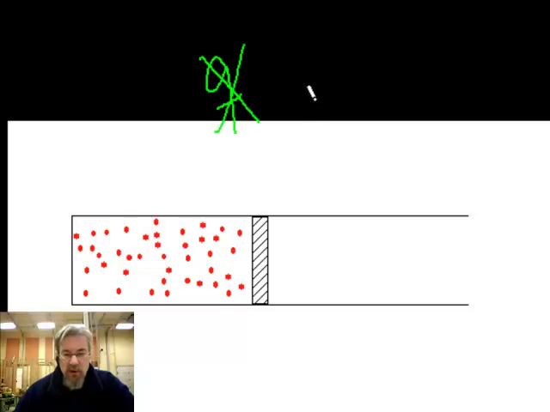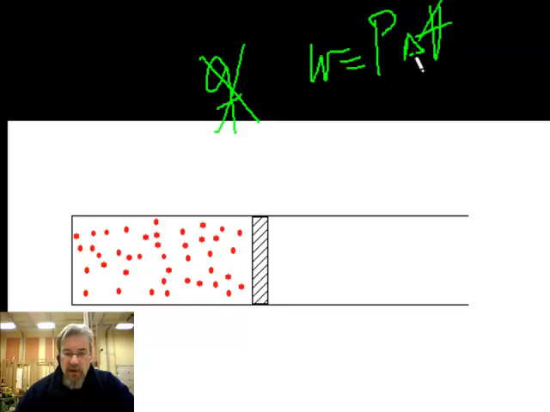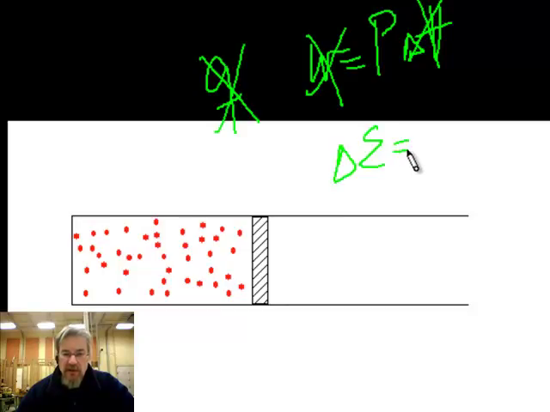Well, there's no work that can be done either because the piston is locked in place, and since work is equal to pressure times change in volume, and volume can't change, that means there can't be any work done either. So in a situation like this, where the piston can't move and there's no heat exchange, that means the change in internal energy of this system is zero. It's not going to change at all.